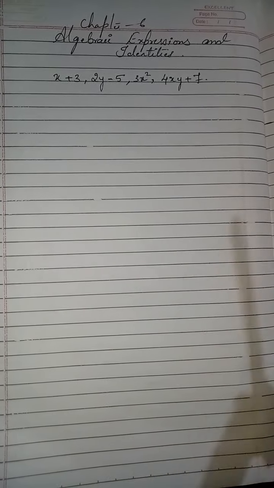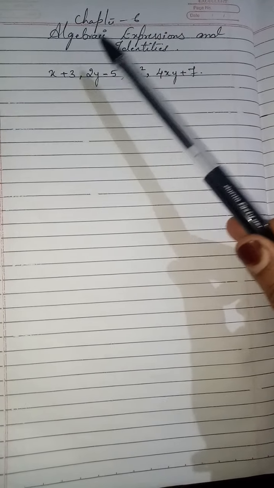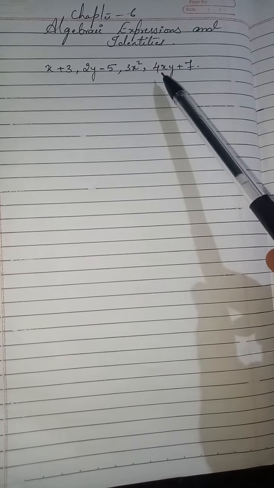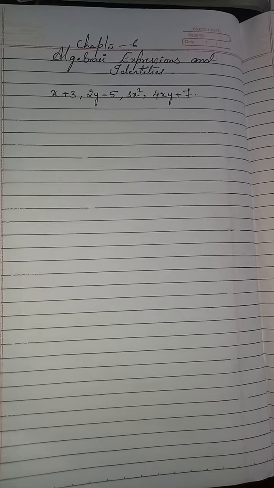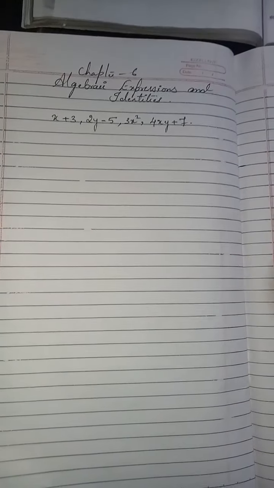So if you can see here, the algebraic expressions are x plus 3, 2y minus 5, 3x square, 4xy plus 7. All these are what? These are the algebraic expressions. Okay, so you can form many more expressions like this, and as you know, expressions are formed from variables and constants. Let me explain what these variables and what these constants are.